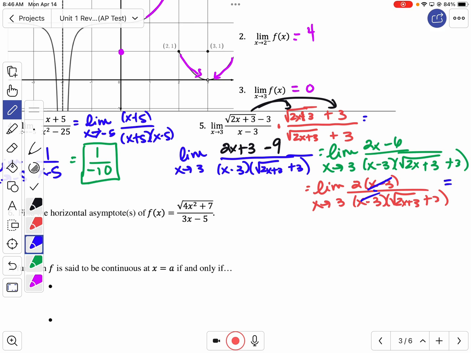All right, so now we can actually substitute in our 3. So that's going to give me 2 over the square root of 9 plus 3, or 2 over 6, which is 1/3. Okay, so multiply by the conjugate. Remember, you can do that if it's in the numerator or if it's in the denominator. It doesn't matter. Okay, we take the radical and then we switch the sign of whatever's being added at the end.